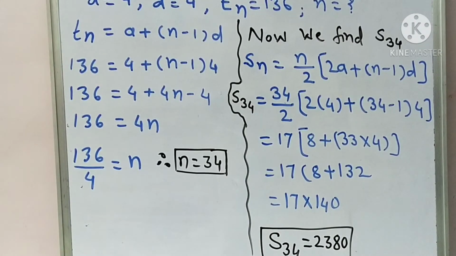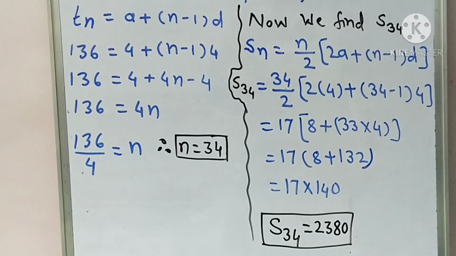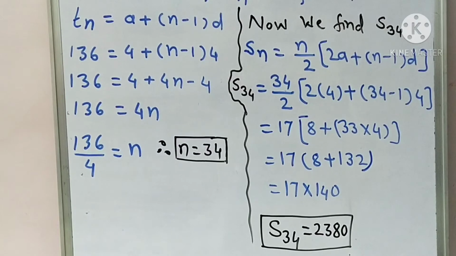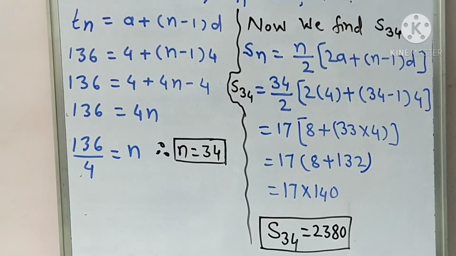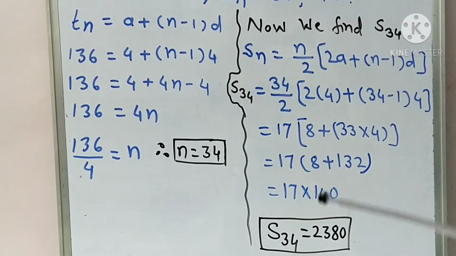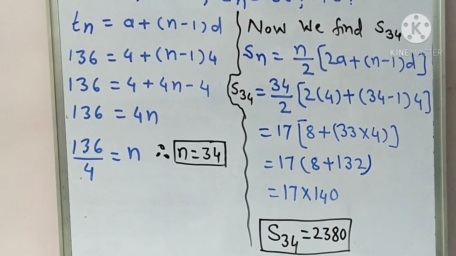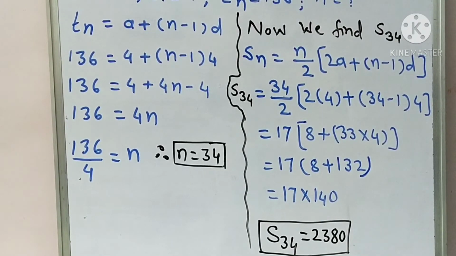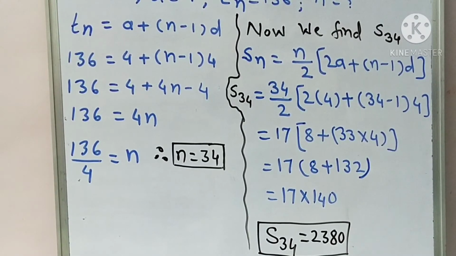So 140 into 17 is 2380. It means that if we write down the list of numbers from 1 to 140 which are divisible by 4, there are in total 34 terms, and the sum of those 34 terms is 2380. This is an example asked in exams for 2 or 3 marks. Okay students.